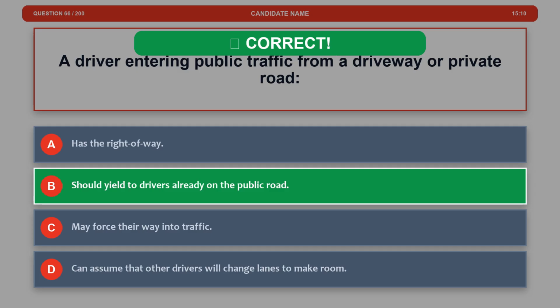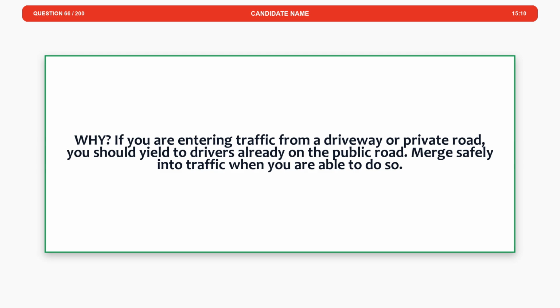The correct answer is option B, should yield to drivers already on the public road. Explanation. If you are entering traffic from a driveway or private road, you should yield to drivers already on the public road. Merge safely into traffic when you are able to do so.